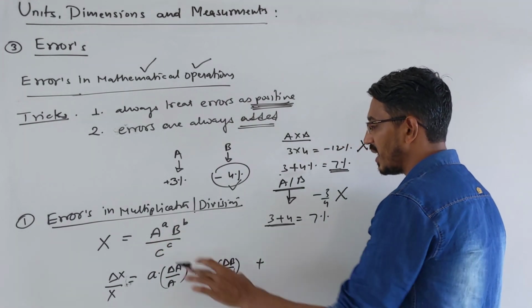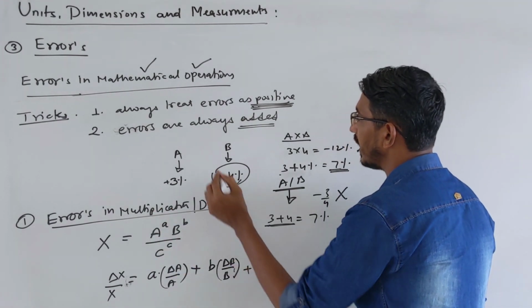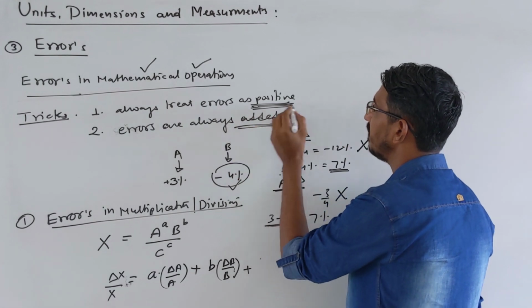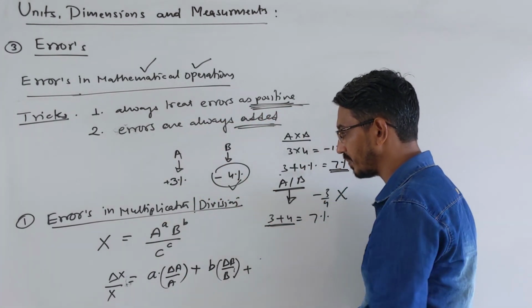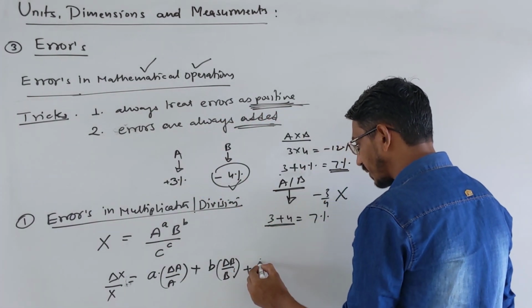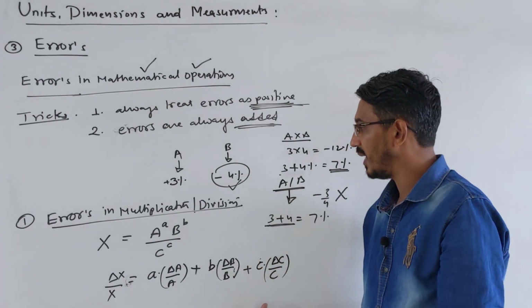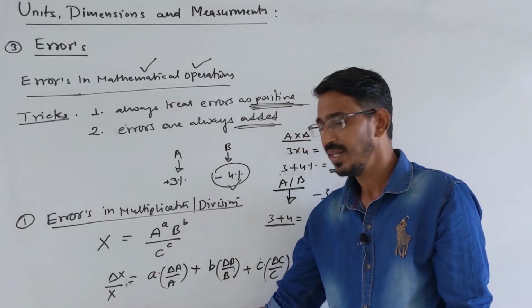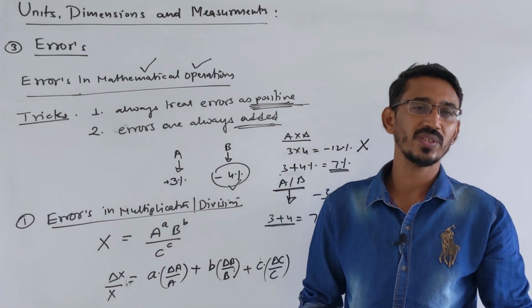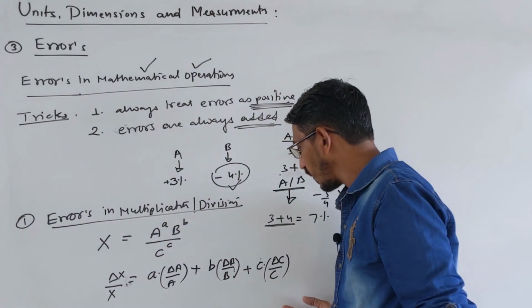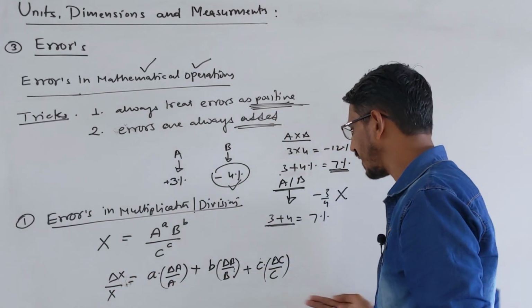Then c is divided, still we write addition. I said that every error is added only, every error is positive only, right? c times del capital C by C. This is your answer for relative error. If they ask what the relative error is, this is the answer. But I have seen that most of the time they ask for percentage error only. So the same formula you can write in terms of percentage, just multiply by 100 everywhere.